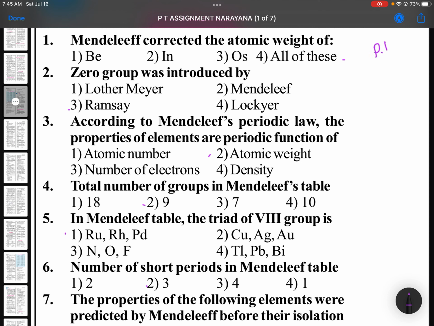Periodic table assignment 2, related to the periodic table. Now, periodic properties assignments will start in the next session.